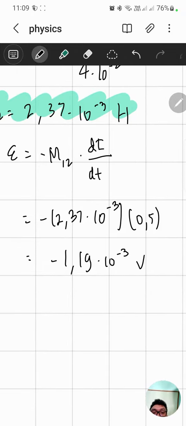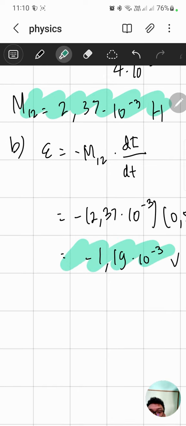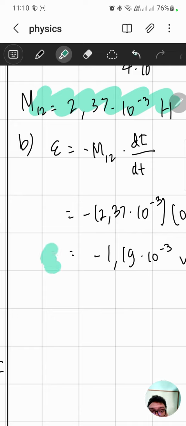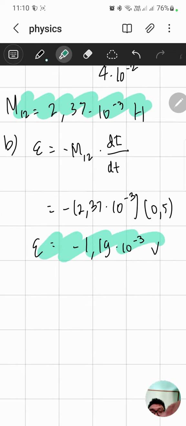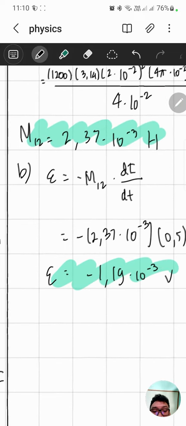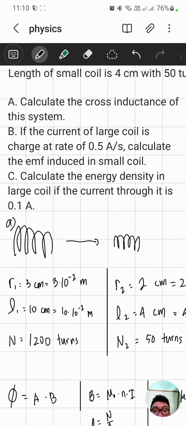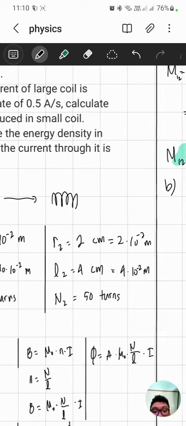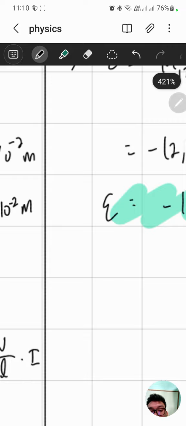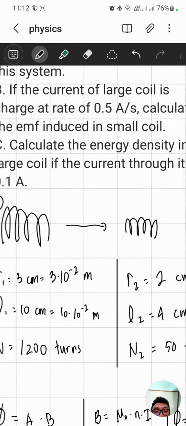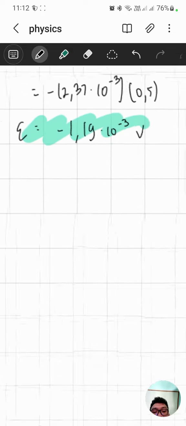Okay, this is the second solution. The third problem is to calculate the energy density in the large coil if the current through it is 0.1 ampere.